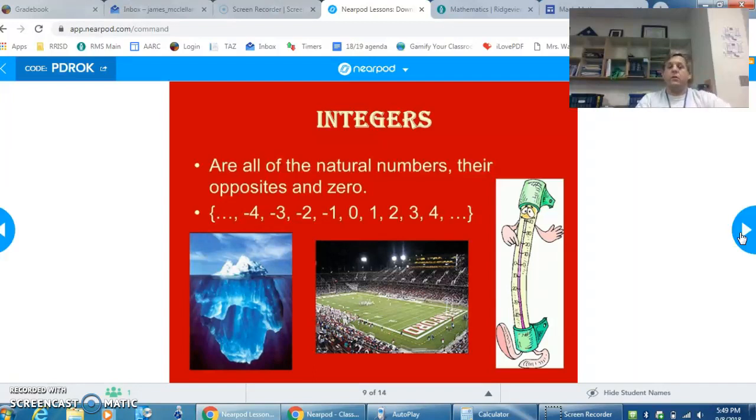Integers are all the natural numbers, all the whole numbers, and their opposites. So 0 is kind of an exception. It doesn't have an opposite, but it is still considered an integer. It's when we start talking about positive numbers and negative numbers. Football's a really good example of positives and negatives when we talk about gaining and losing yards. You have a positive amount of the iceberg over the ice and a negative amount under the ice.